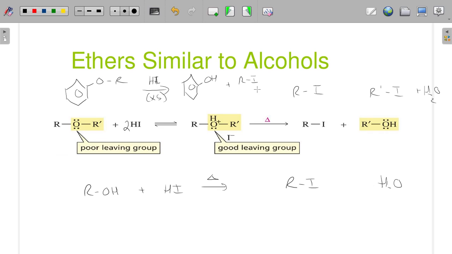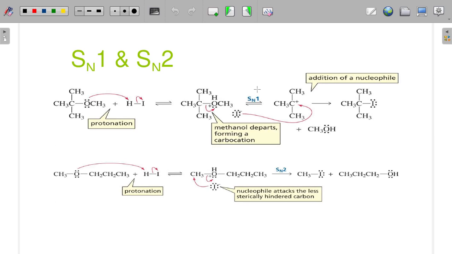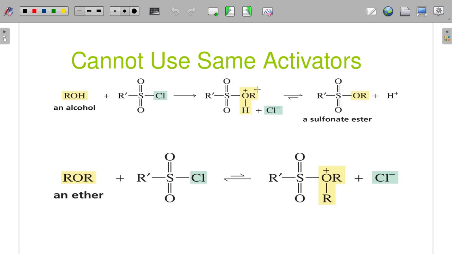All right, but while that's similar, and it does have a similar mechanism, because we are still making a good leaving group out of our OCH3 or our OR, we have very similar responses to HI and HBr and HCl. Where it does fail, though, is we can't actually make a good leaving group out of it with the tosylate. So if we try to make a tosylate ester out of an ether, this last step here can't really happen. We can't have that Cl come in there and remove an H and leave us a good sulfonic ester, because there's not an H there. And that Cl is not going to be able to rip off an R. So this doesn't actually ever turn into a good leaving group.